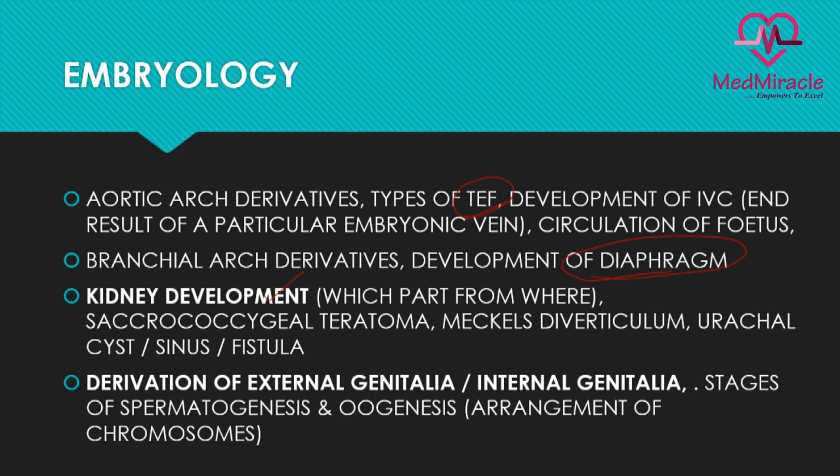The external genitalia derivatives again can be easily asked in the image form. Also, the process of spermatogenesis and oogenesis, instead of asking directly in text form, they can show you what is the stage, what are the number of chromosomes in this stage of spermatogenesis.